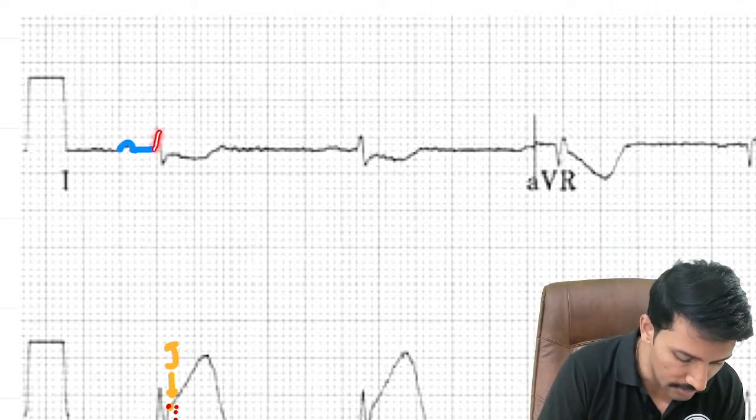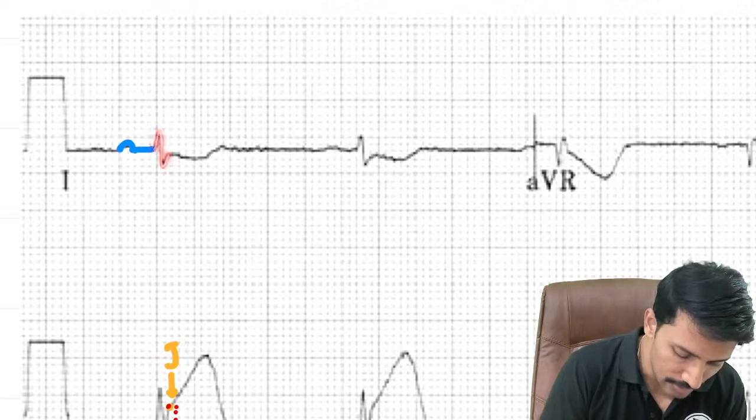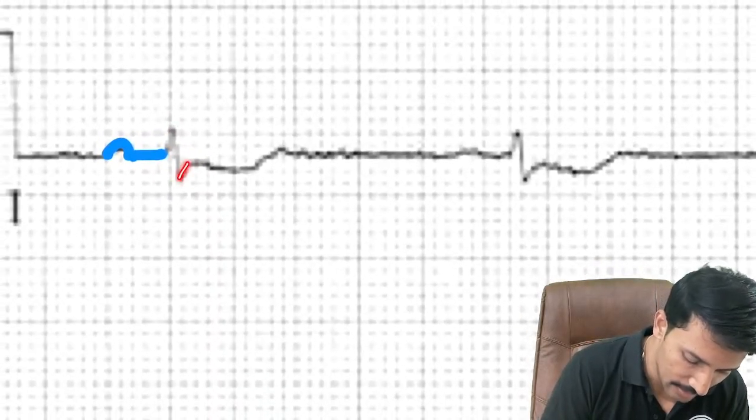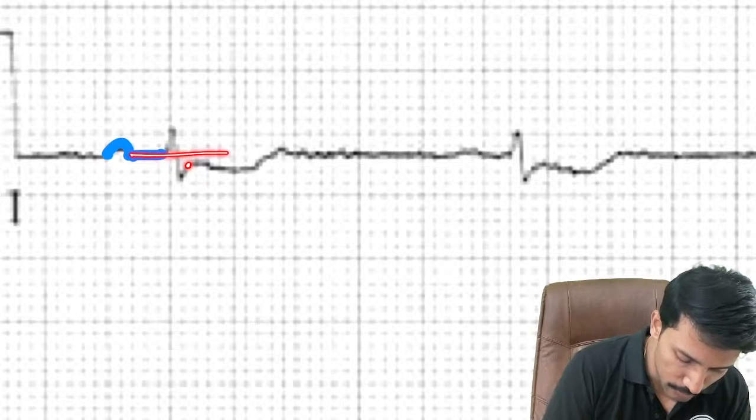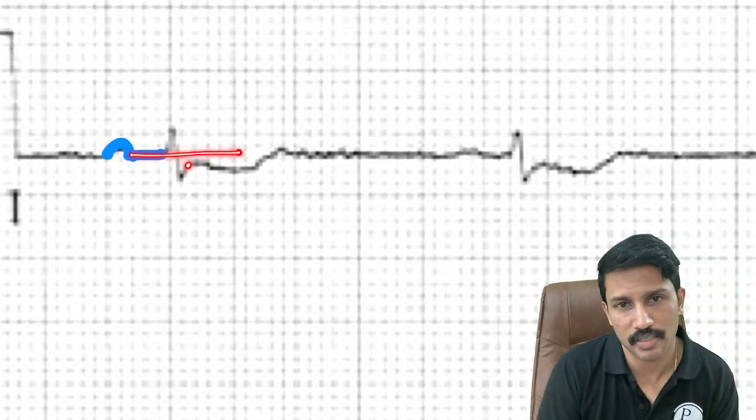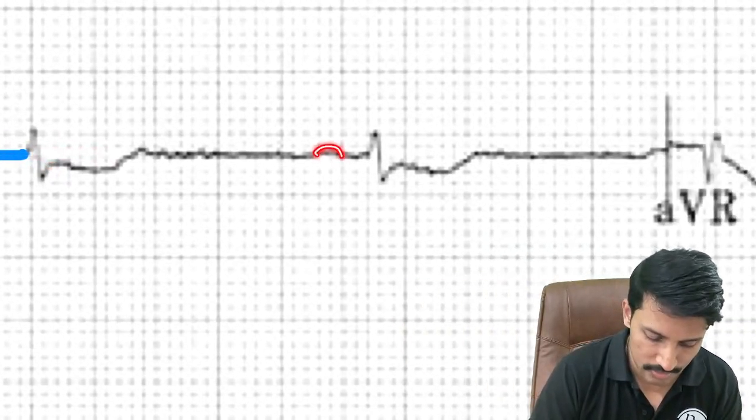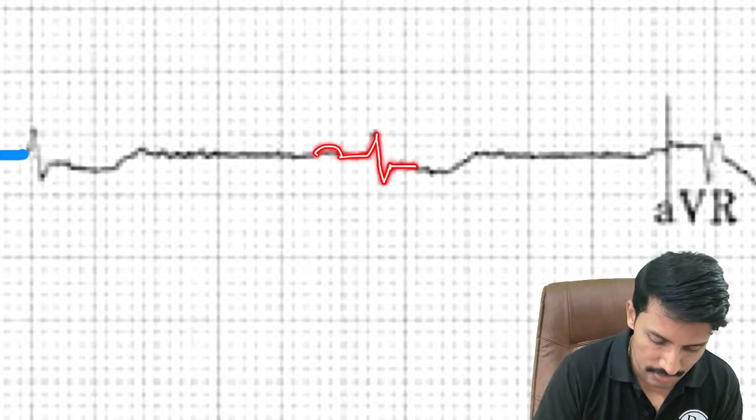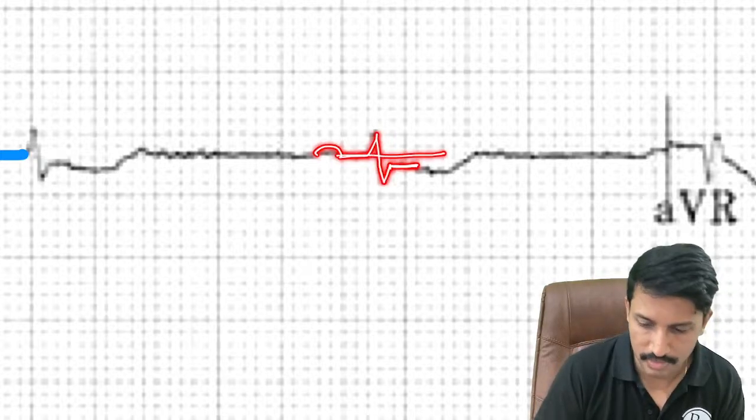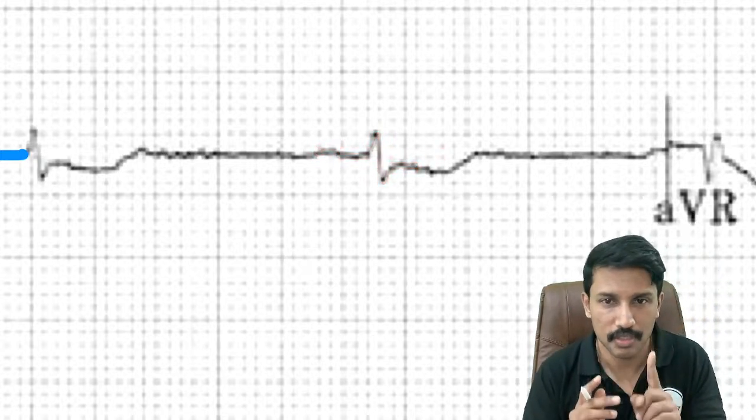Here I can see R go up, S comes down. This is the end of S. I can see an angle here, clearly an angle formed, right? So this point I take as the J point, which is definitely below the PR segment. Next lead, it is quite clear, right? This point is definitely below the PR segment. So that means there is ST depression in lead 1.